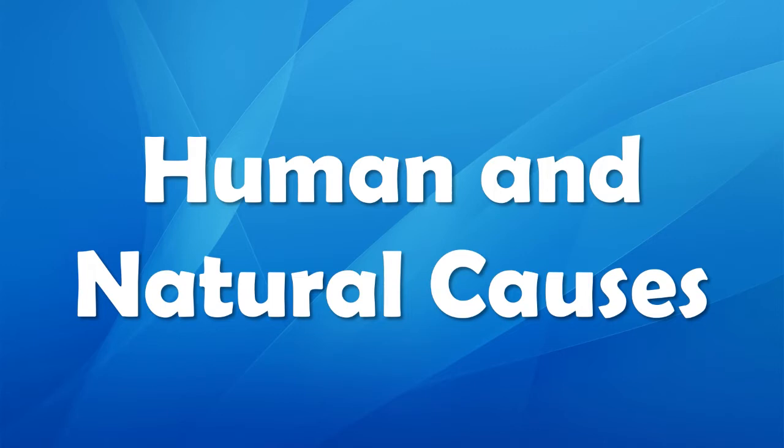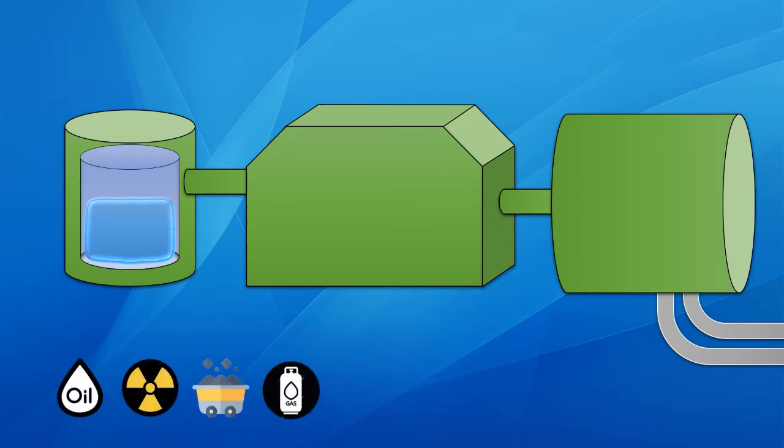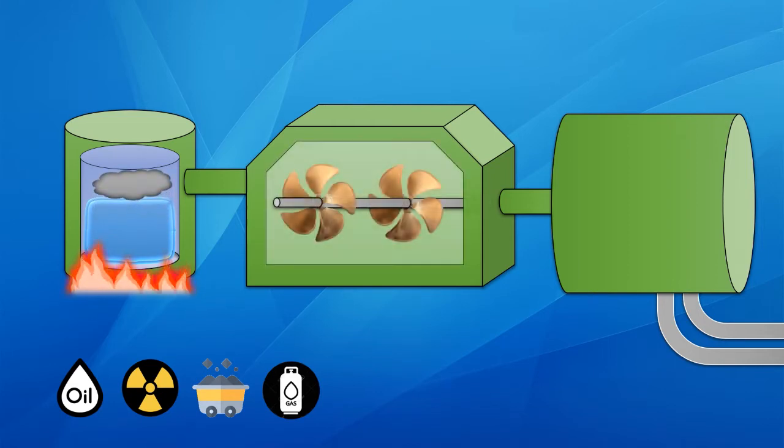Now let's look at the human and natural causes of climate change. To understand how humans can have an impact on climate change, we first have to understand how exactly humans produce energy. There are many different ways, but we're going to be focusing on thermal energy. Thermal energy requires three main chambers. The first chamber will contain water, and using oil, nuclear, coal, or gas, that water is boiled, creating steam, which then, through pipelines, is led into a second chamber that has turbines.